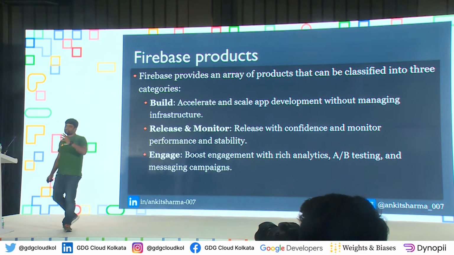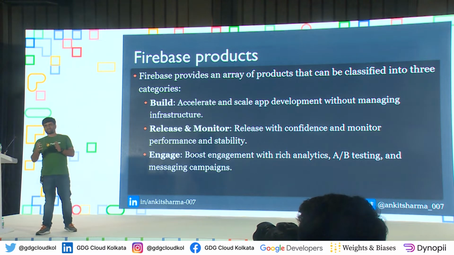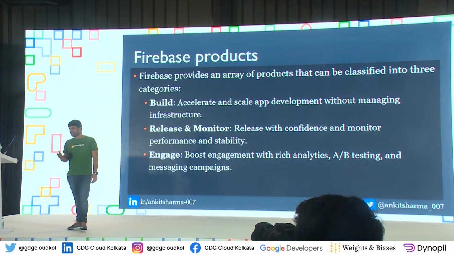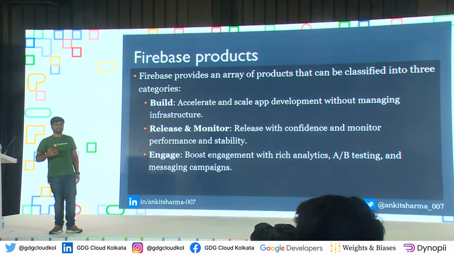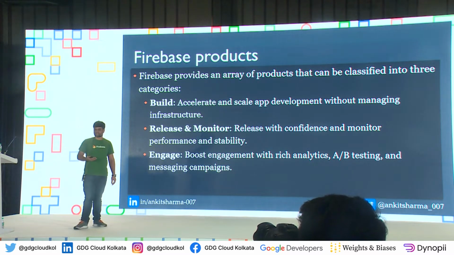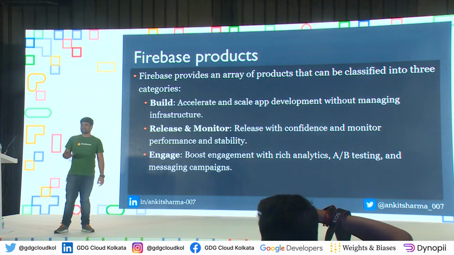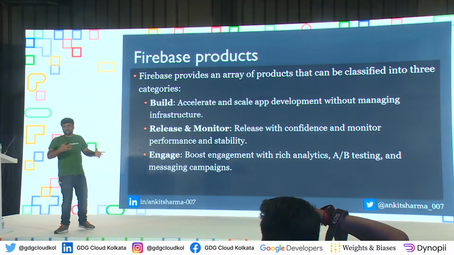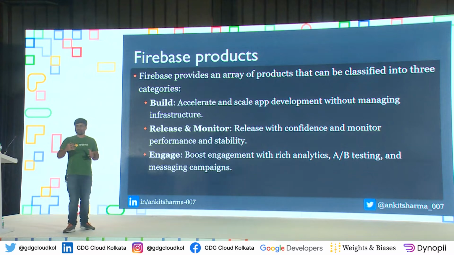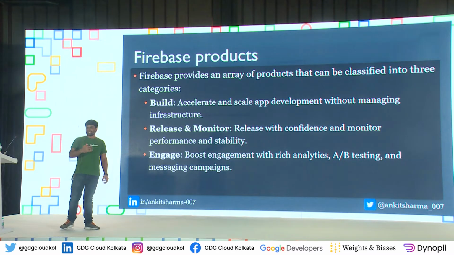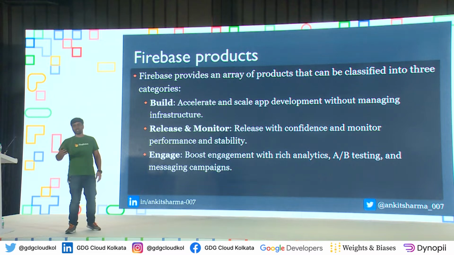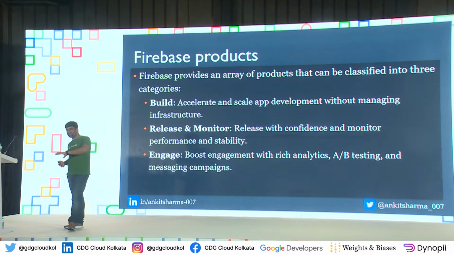Now, Firebase provides you a few products. Those products are categorized into 3 categories. The first one is the build category. The build category of products allows you to accelerate and scale web development without managing any kind of infrastructure. The second category is release and monitor. As the name suggests, it allows you to release your application with confidence and monitor the performance and stability of the application. And finally, we have engage. Again, as the name suggests, it allows you to boost the engagement of your application, do A/B testing, and manage campaigns on your application.